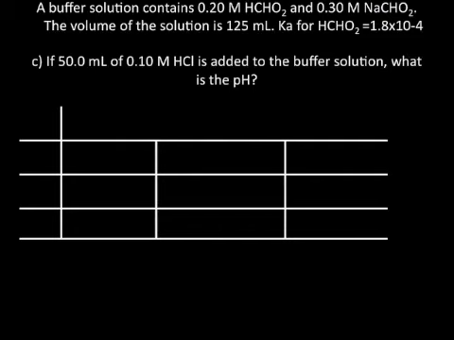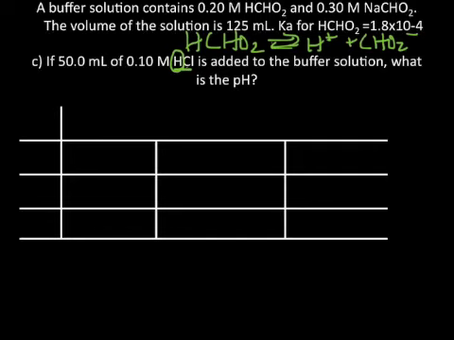Okay, so I'm still going to go back here and show my original dissociation so we can keep track of what's going on. HCHO2 dissociates into H plus and CHO2 minus, and this time I'm adding H plus. So this time it's going to react with the other part of the buffer. It's going to react with the conjugate base part of the buffer.